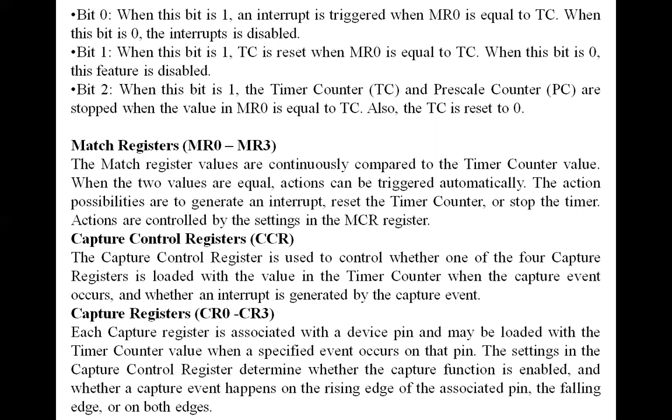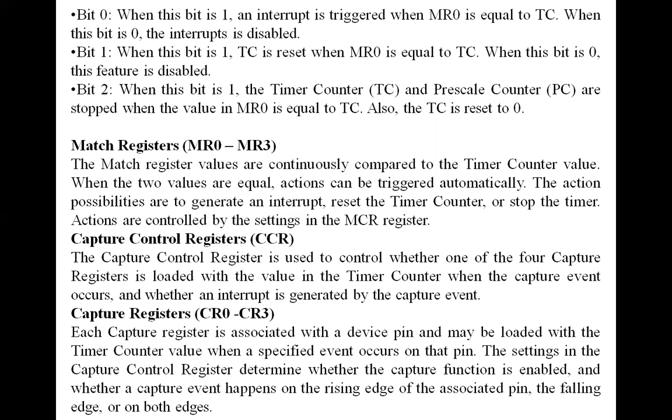Now the next register is the match register, that is MR0 to MR3. What is its use? The match register values are continuously compared to the timer counter value. When the two values are equal, an action can be triggered automatically. The action possibilities are to generate an interrupt, reset the timer counter, or stop the timer. Actions are controlled by the settings in the MCR register.